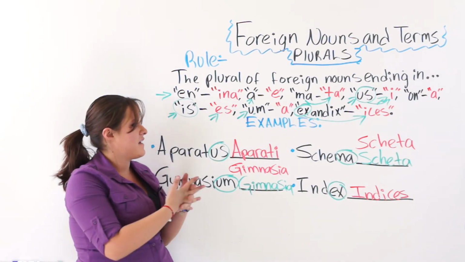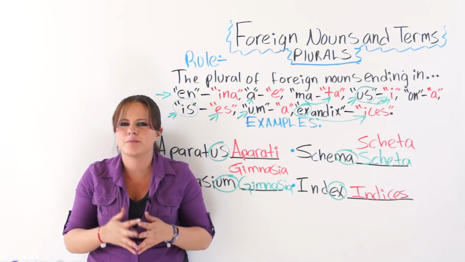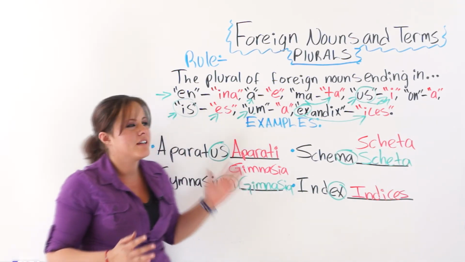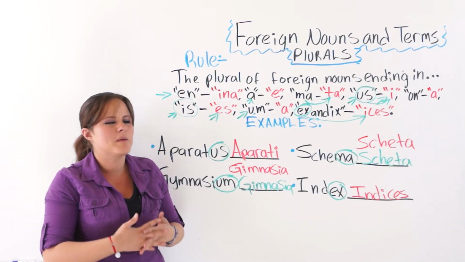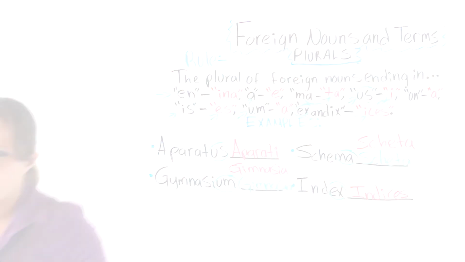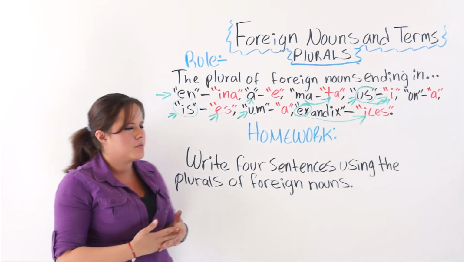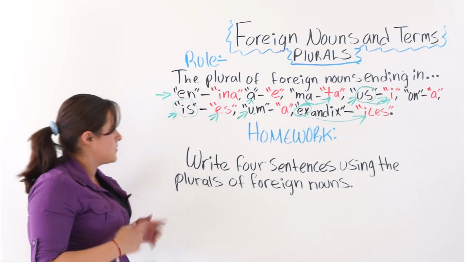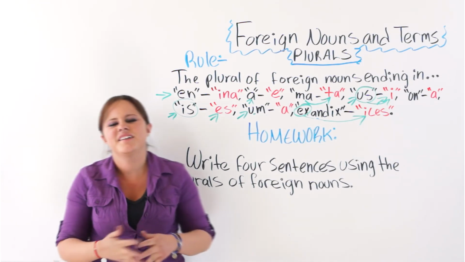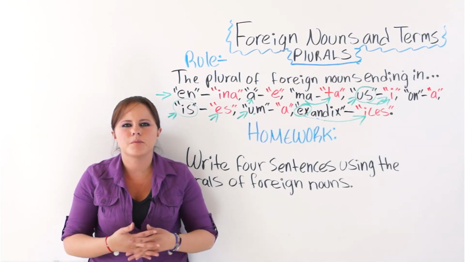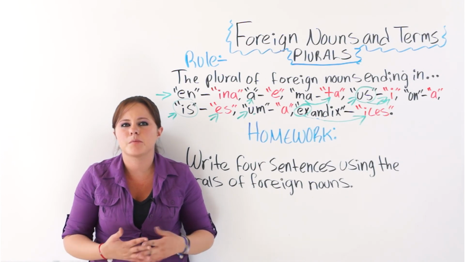So that's that. I will give you some homework now. Remember to do it because you need to practice to improve your English. And well, if you write down this rule, it will make it really, really simple for you to master this topic. For homework, you are going to write 4 sentences using the plurals of foreign nouns or terms. All right, so leave your homework in the comment section below this video. And if you have a workbook, do it in your workbook also.